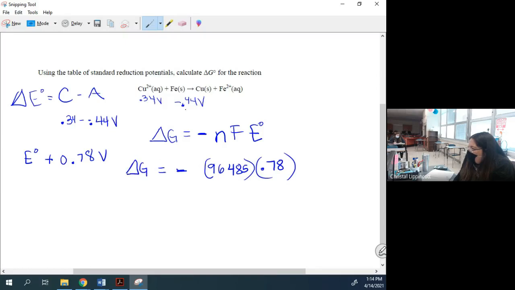We need to figure out what our n value is, so we're going to go back up here, and we can do our overall reaction if we want. We've got our copper 2 plus. It's going to pick up 2 electrons and form Cu. Those 2 electrons will have come from the iron, Fe, which would be Fe 2 plus plus 2 electrons. So my n value is what here? 2.